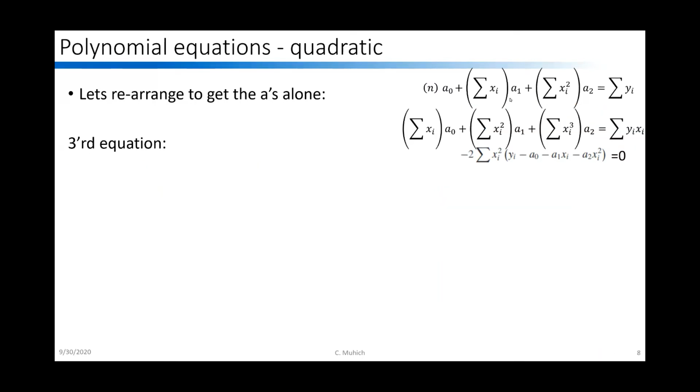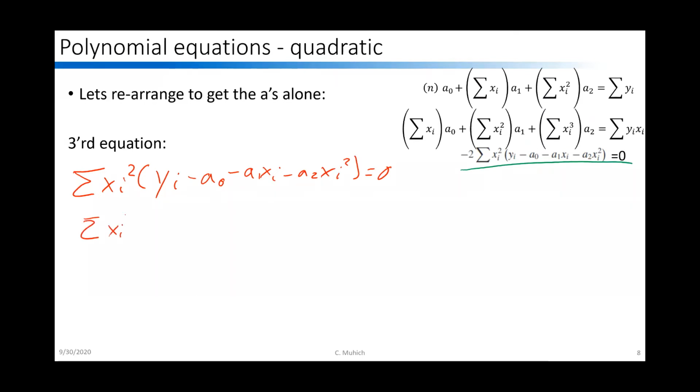Now we can do this with the third equation. Once again, we're going to drag that third equation down. I'm going to do this one a little bit faster. We have the sum of xi squared times yi minus a0 minus a1 xi minus a2 xi squared. All this equals 0. I'm going to distribute this through.